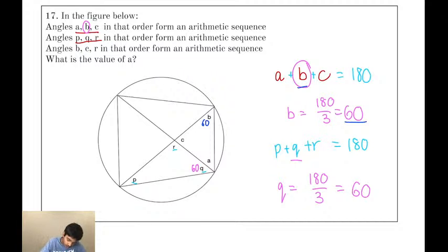Okay, so now that we know these two are 60, let's deal with the last condition, right? The last condition, B, C, and R forming an arithmetic sequence. Let's just say C is 60 plus X, and R is 60 plus 2X. Because we have B, C, and R. No, sorry, B is 60. So it should be 60, 60 plus X, and 60 plus 2X. Right? Each time they add X. So they form an arithmetic sequence, as I drew in the diagram.